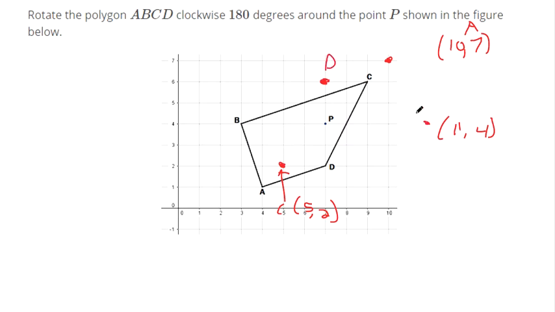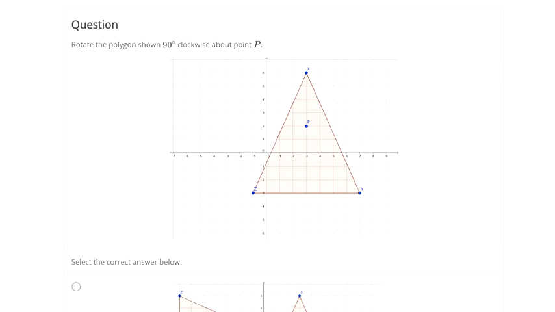So now we can connect all those. And that should be the figure that's rotated about point P. So I wanted to do one problem where I'm using the Newton tools to help draw it too, because I know sometimes that can be a bit tricky.